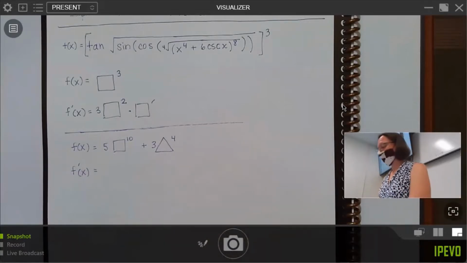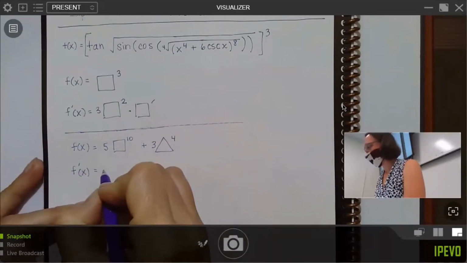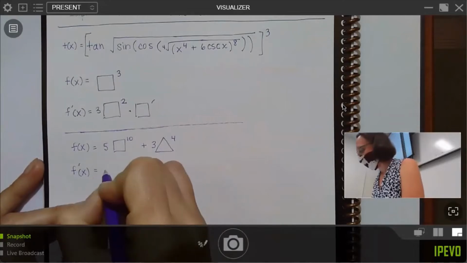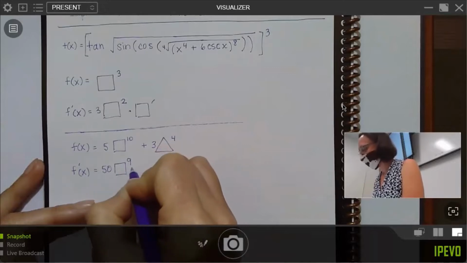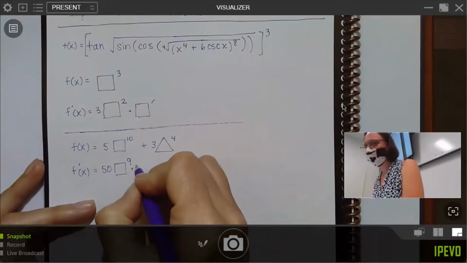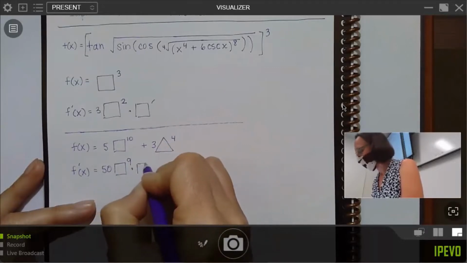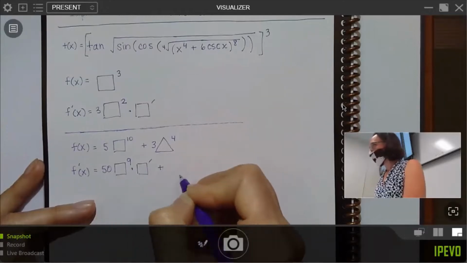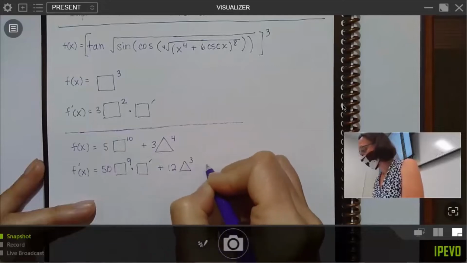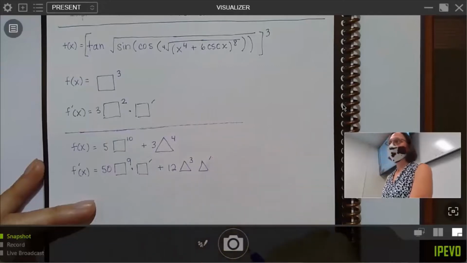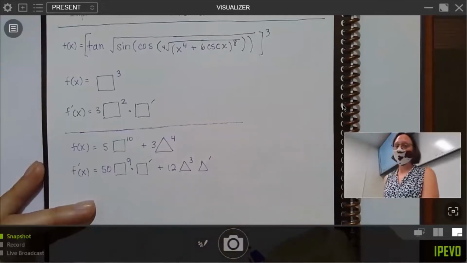But if I went to take this derivative, I'd end up with box to the, times, chain rule says, prime of the box. Then I'm going to get 12 times the triangle cubed times the prime of the triangle. One last one, and then I promise I'll stop drawing shapes.